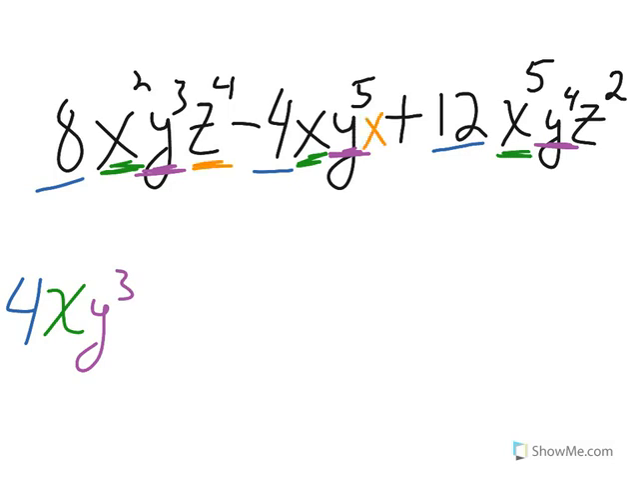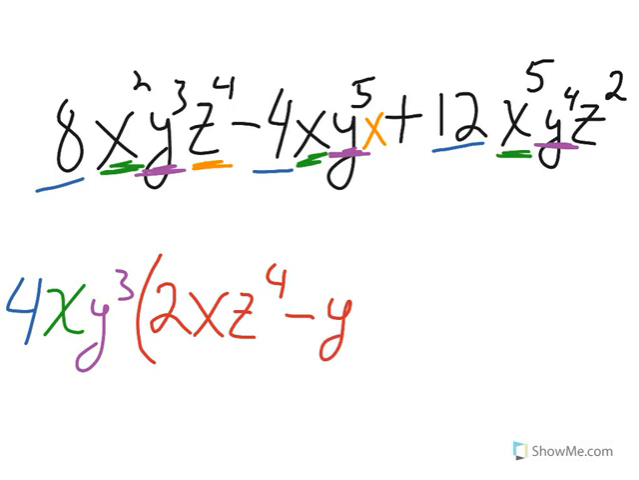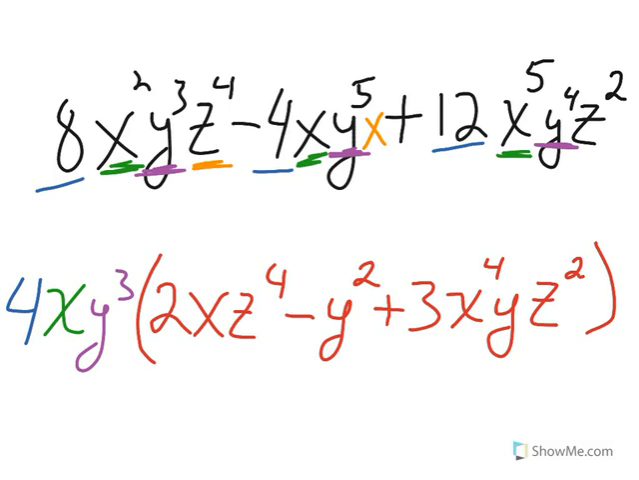Z. There's not a z here, so I can't take out a z from anything. It's only if they all have a z in it. So from here, this is going to be 2x z to the fourth minus y squared plus 3x to the fourth y z squared. And that is my answer.